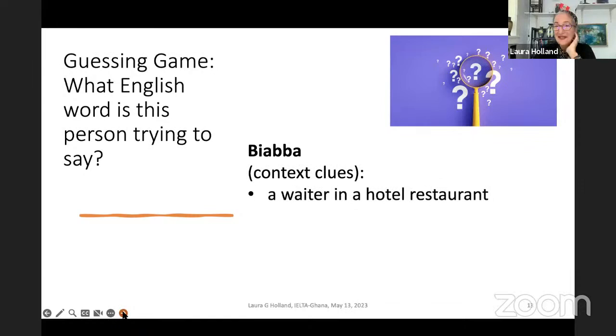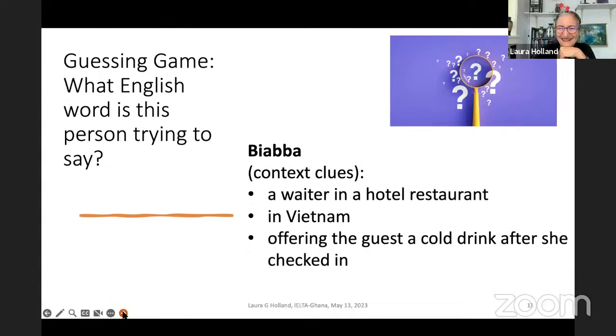Context clues. This was spoken by a waiter in a hotel restaurant. Baby, good one. By and by. Oh, I love it. Or bye-bye. Viber. Nice. Okay, here's another clue. It was in Vietnam. I don't know if that will help. A lot of people saying, oh, baobab. I love that, Samuel. Okay, here's another clue. He was offering the guest a cold drink right after she checked into the hotel. Bear bar. I love it.